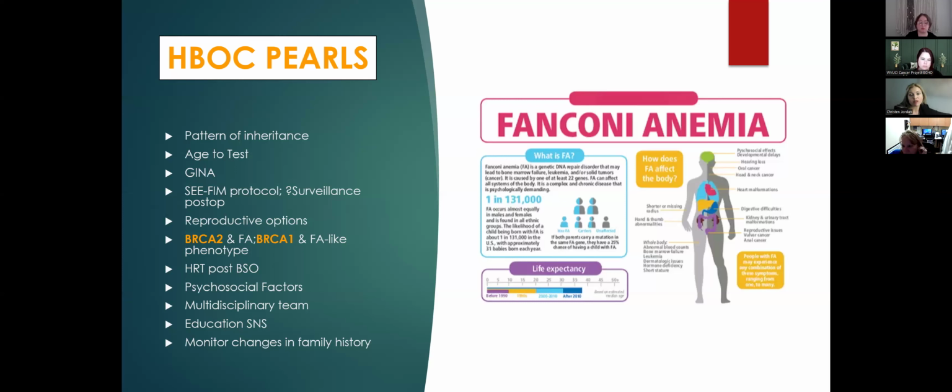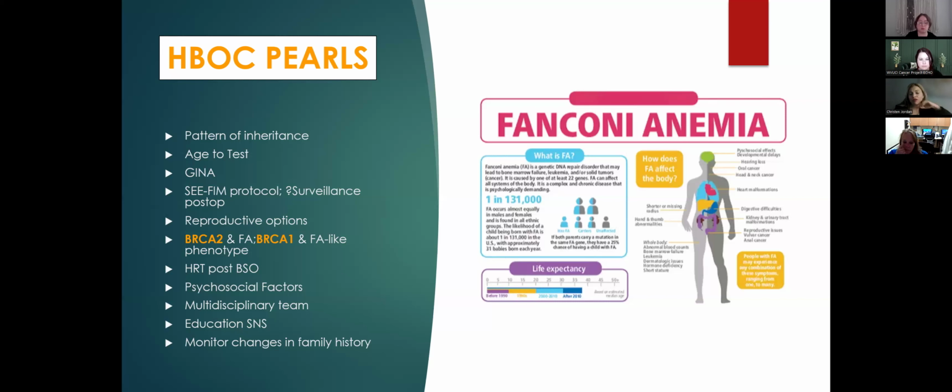Psychosocial factors: these people have anxiety, they have depression, they live in fear that they're going to get cancer, they're fearful that they gave this to their child, they're fearful for their future, they're fearful about what's going to happen. They may have body image issues around the area of reconstruction and such. There's just a lot going on with those folks.